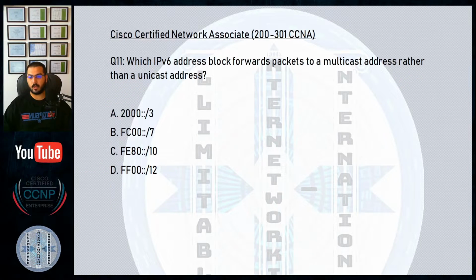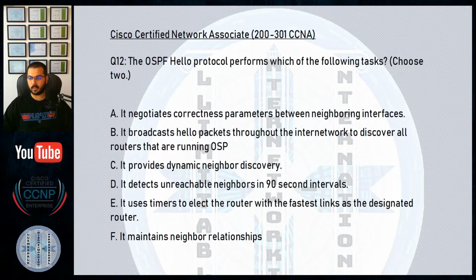Which IPv6 block forwards packets to multicast address? This is not blocking, I'm sorry, address block. I did spell that incorrectly. Which IPv6 address block, a package of addresses, forwards packets to multicast address? Means the IPv6 multicast block. Not the global, not the local, not the link local, but it will be the FF00. That will be D.